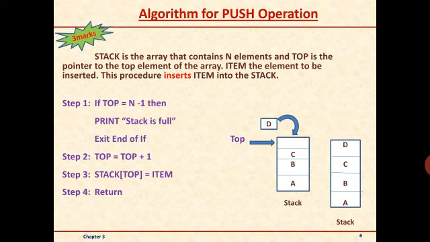In this diagram we can see that a first stack contains 3 items: A, B and C. We want to add a new item, that is D. Then in the second diagram we can see the item D is inserted. Where is it inserted? In the top position of the stack.